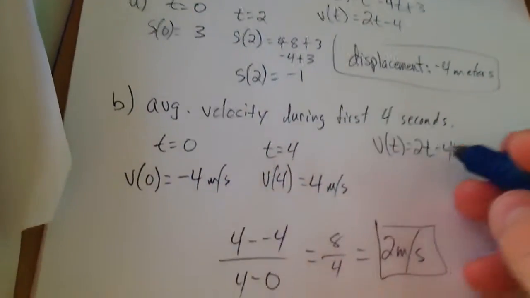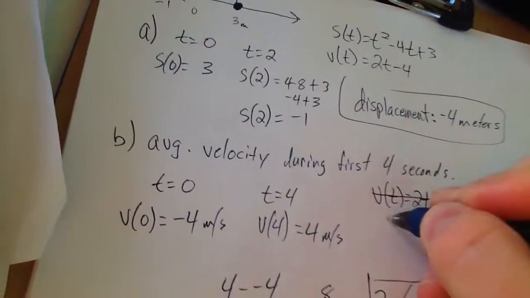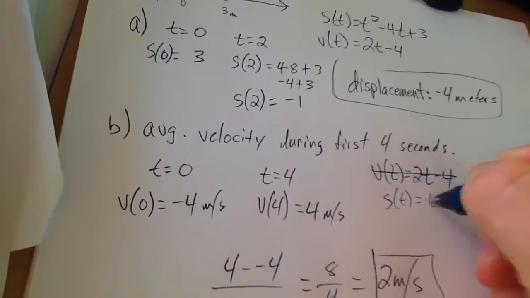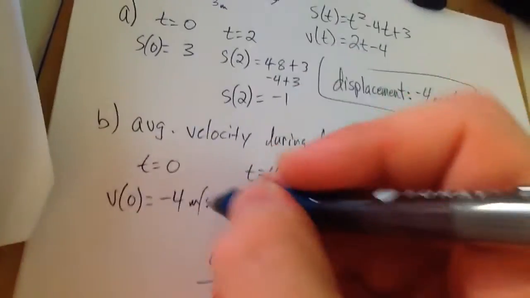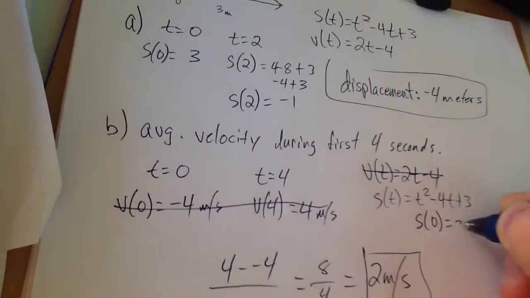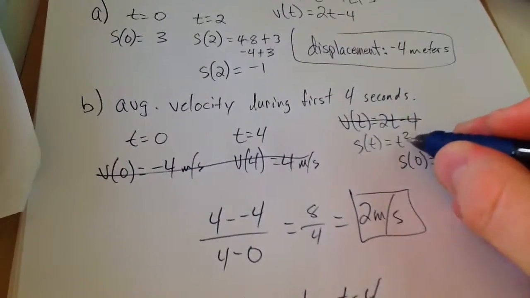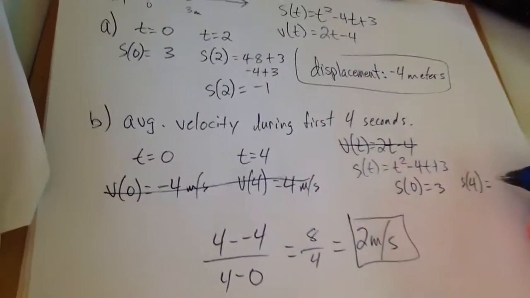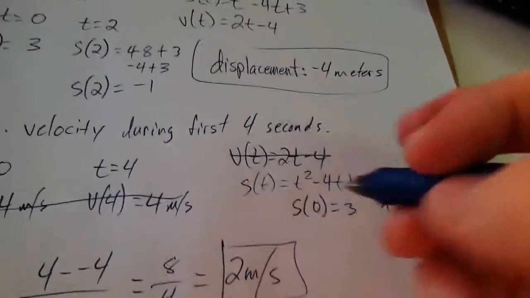So we didn't need this. I was going too fast. We needed to use this. So S of t equals t squared minus 4t plus 3. Our position at 0 seconds was 3. Our position at 4 seconds is 4 squared, 16, minus 16, plus 3, which is 3. So from 0, it looks like we didn't go anywhere.